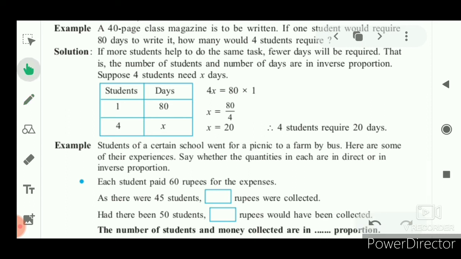Let's see another example. Students of a certain school went for a picnic to a farm by bus. Here are some of their experiences. Say whether the quantities in each are in direct or inverse proportion. Okay, so here some students went to a picnic and they have some experiences from that picnic, and we have to write from these examples whether these are in direct proportion or inverse proportion.